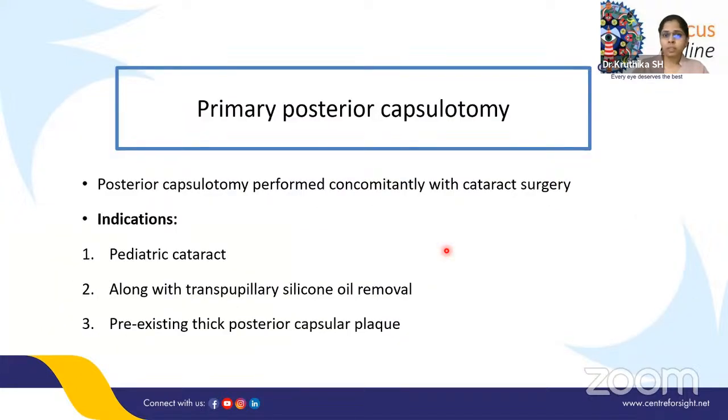Starting with the first approach, which is primary posterior capsulotomy. As told before, it is performed concomitantly with cataract surgery. Indications, as discussed before, are the ones like pediatric cataract surgery, along with transpupillary silicone oil removal, that is the anterior approach method, and in case of pre-existing thick posterior capsular plaque.